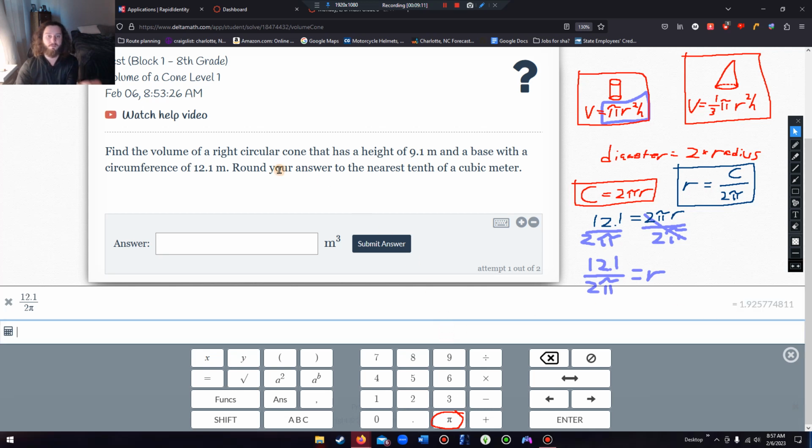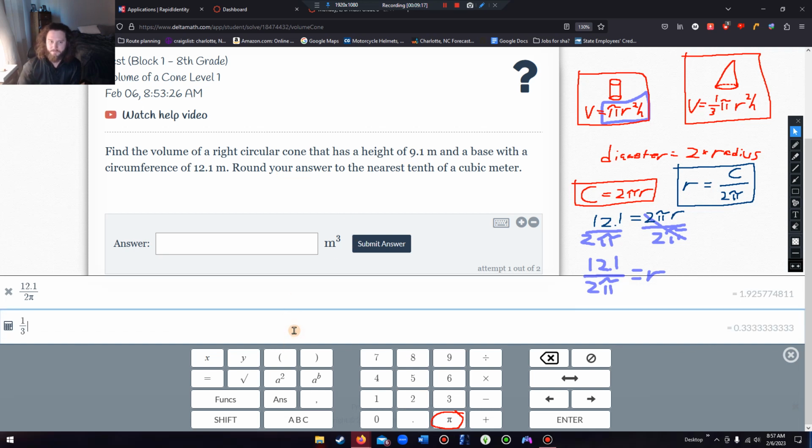And then we find the volume of this cone, which is going to be 1/3 times pi times the radius, which was that number. I literally just copied and pasted the whole number. That way we know that the calculator is going to do the right thing. Squared, times the height, which was 9.1.